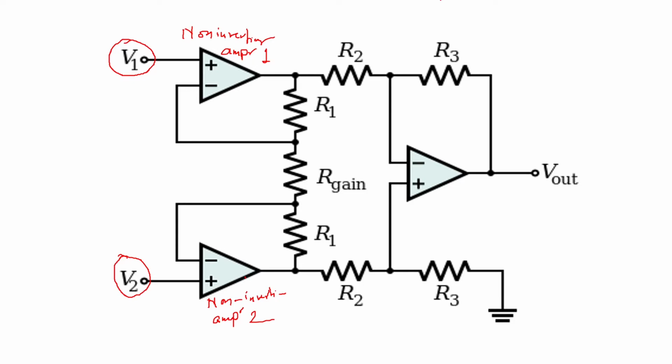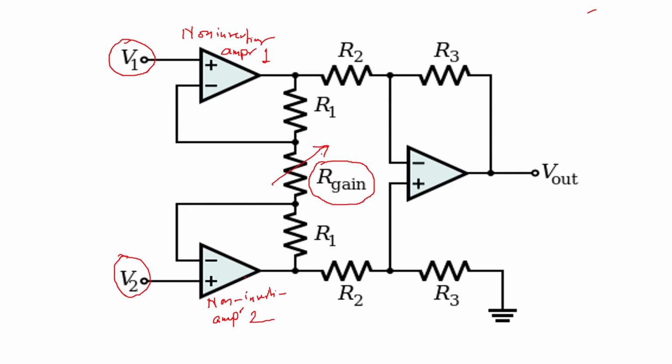V1 is given to the non-inverting amplifier 1 and V2 is given to the non-inverting amplifier 2. And here you can see you are having R1, R1, or resistance of both circuits, and because of that you can have here something called R gain resistance. Now this is the one which, if you adjust, you can adjust the gain of the circuit.